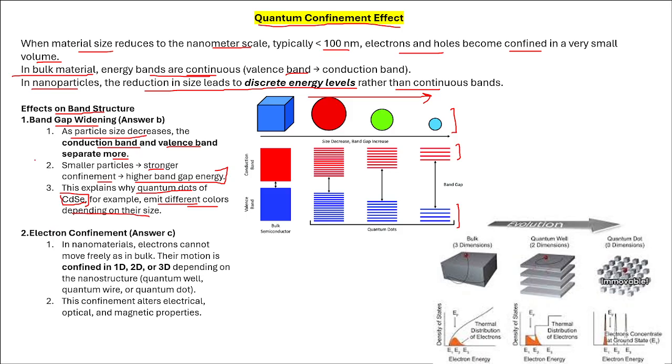And what does this electron confinement mean? In nanomaterials, electrons cannot move freely as in bulk. Their motion is confined in 1D, 2D, or 3D depending on the nanostructure. This confinement alters electrical, optical, and magnetic properties. So these are different things, but for now you just have to understand what quantum confinement means, and this high band gap energy, the conduction and valence bands are not continuous.